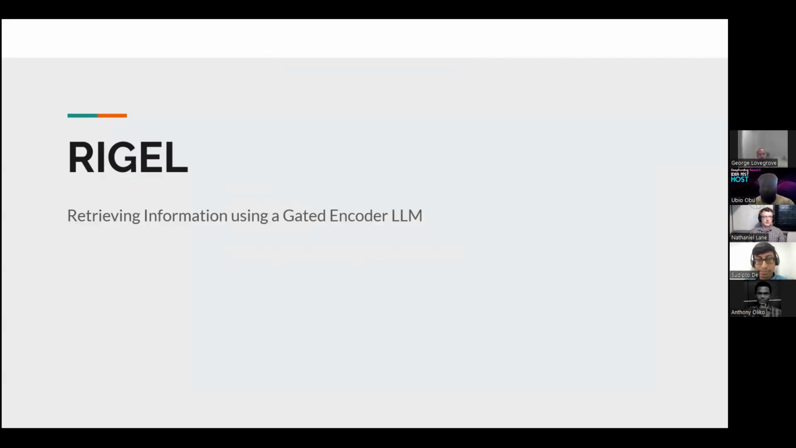Our proposal is called RIGEL, which stands for Retrieving Information Using a Gated Encoder LLM. And I'm just going to present a very high-level overview of what we intend to do here.